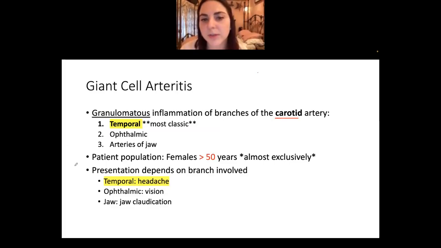Patient population: females over the age of 50. This is almost exclusively going to be females over the age of 50. Like, they're not even going to try and trick you and give you a 25-year-old with giant cell arteritis. This is pretty much going to be female over the age of 50.